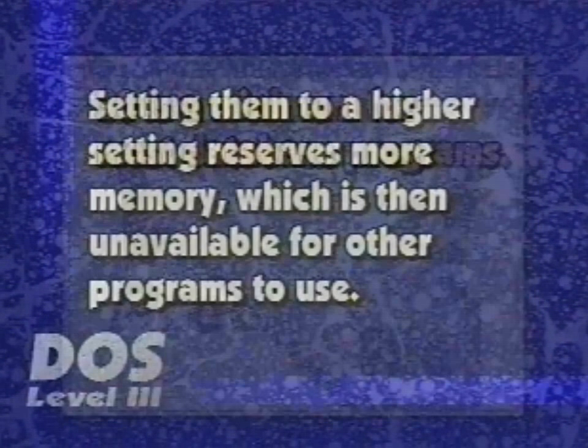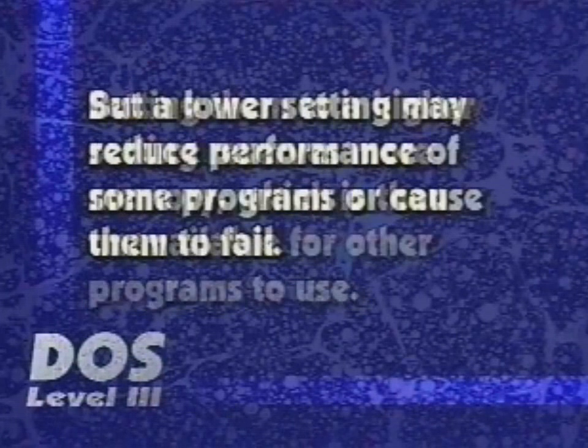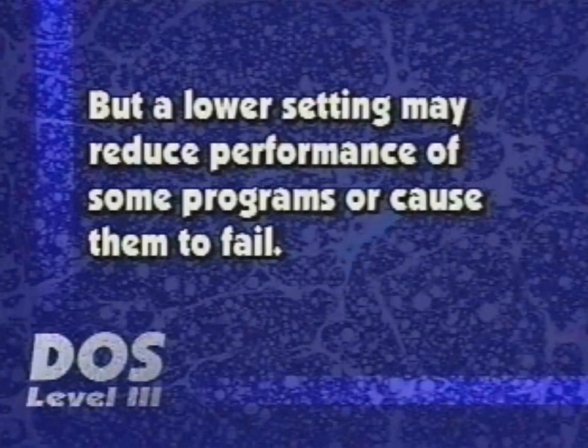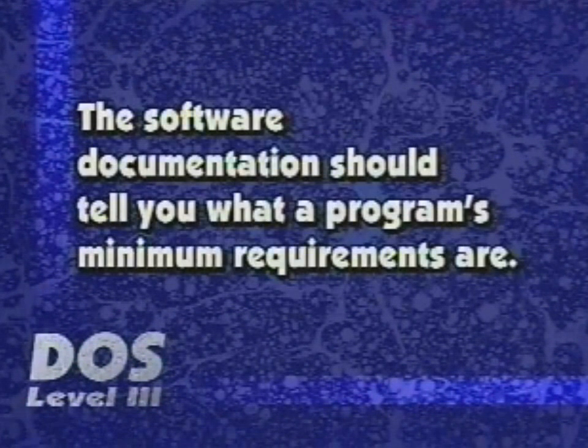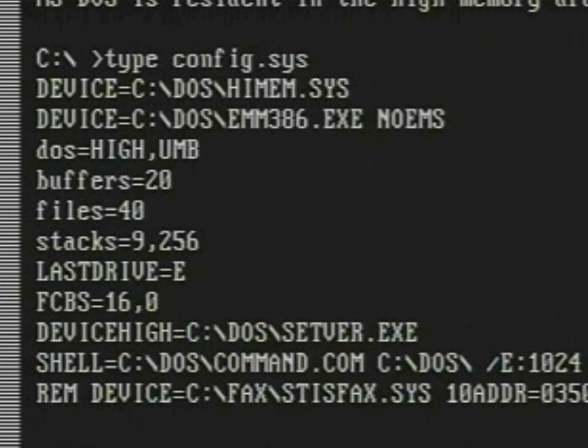The trade-off with the files is similar to that of buffers. Setting them to a higher setting reserves more memory, which is then unavailable for other programs to use. But a lower setting may reduce performance of some programs or cause them to fail. The software documentation should tell you what a program's minimum requirements are. Some programs automatically edit your config.sys file during their installation process to change the file's setting. These programs will usually ask you for permission to make the change, or at least advise you that it is needed.